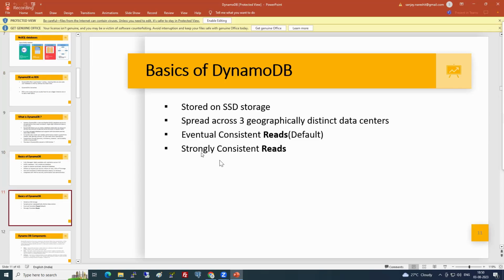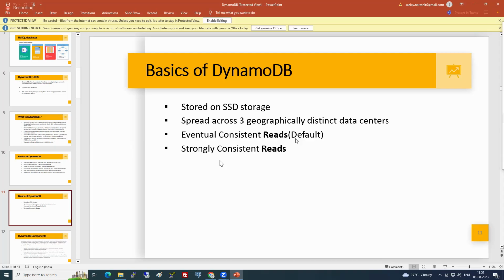So generally, what do we do with the database, guys? For the database, we read and we write. Yes or no? The only two things we can do. Read and then write. In read, there are two types. We call them ECR and SCR. ECR meaning eventually consistent reads, and SCR meaning strongly consistent reads.